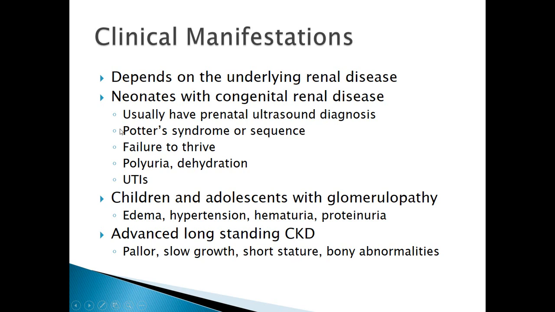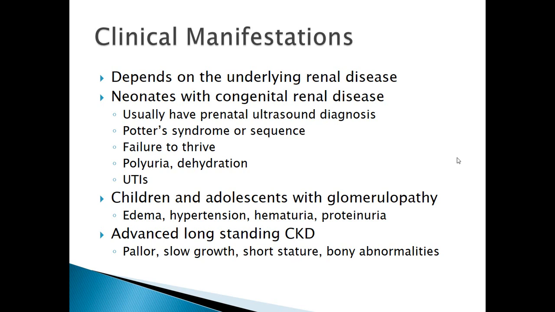Or the baby is born with what's called Potter's sequence or syndrome, right? So there's oligohydramnios, and then there's that sequence associated to the severe oligohydramnios. Or failure to thrive, the baby isn't growing well, isn't thriving, or babies have polyuria or recurrent urinary tract infections.